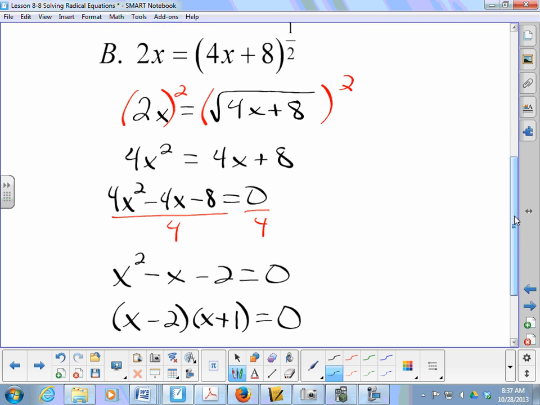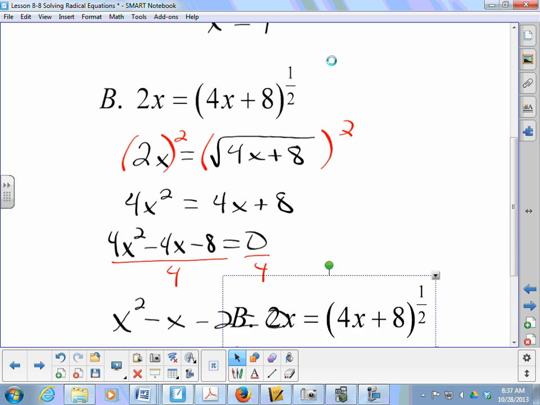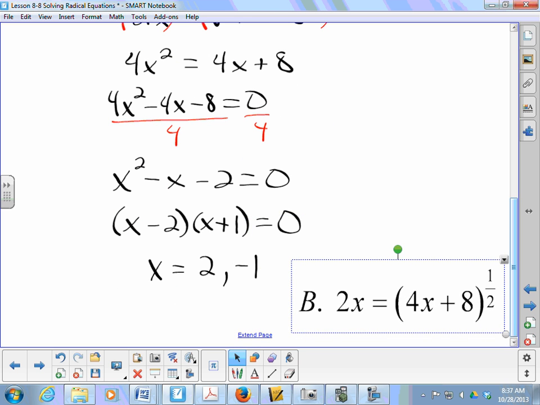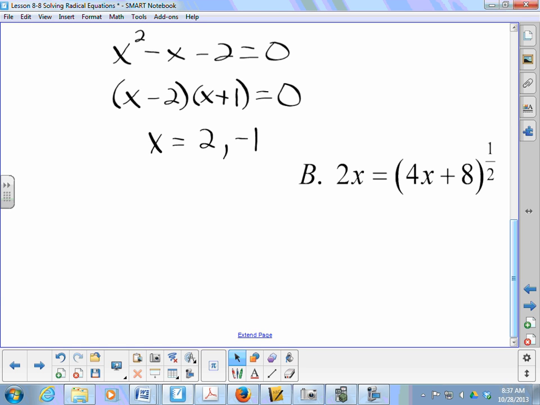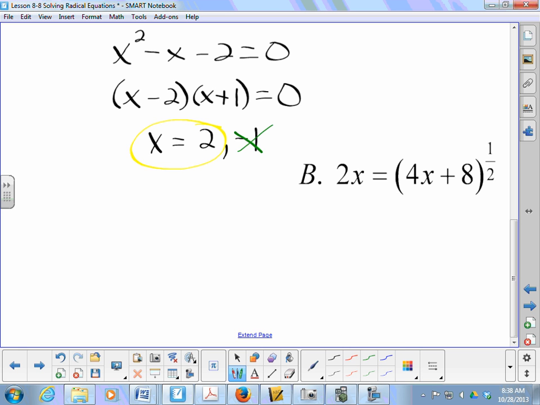But can't forget the most important thing. Even though I got an answer, doesn't mean anything. Need to check it. I already know which one's not going to work. Negative 1 isn't, because when I do 4x plus 8, the square root of that, I'm going to get a positive number. When I put negative 1 in for x, I get negative. So this doesn't work. So my answer is x equals 2.